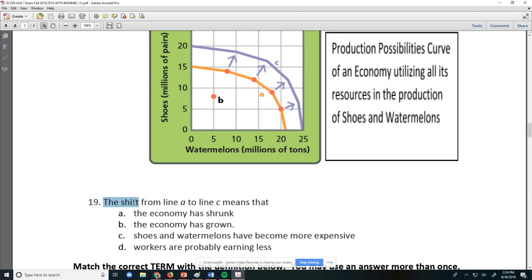19. The shift from line A to line C means that A, the economy has shrunk. B, the economy has grown. C, shoes and watermelons have become more expensive. Or D, workers are probably earning less.